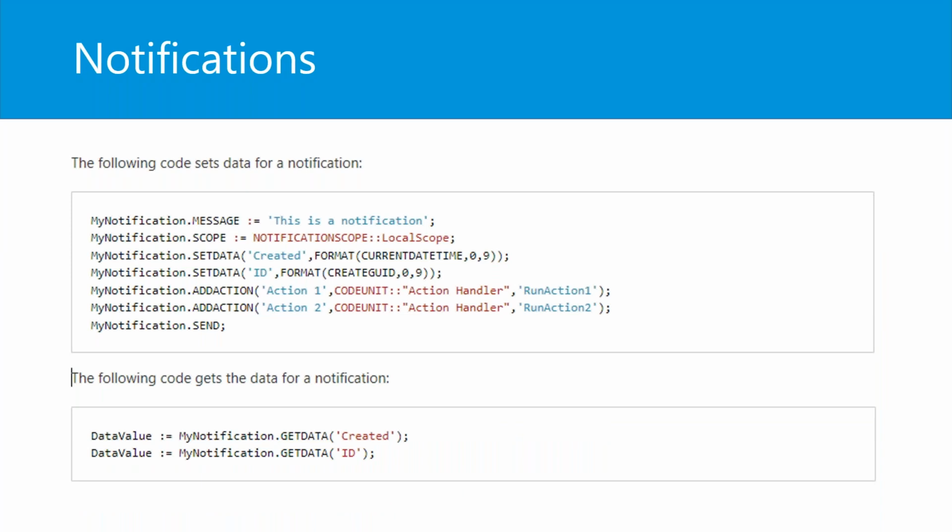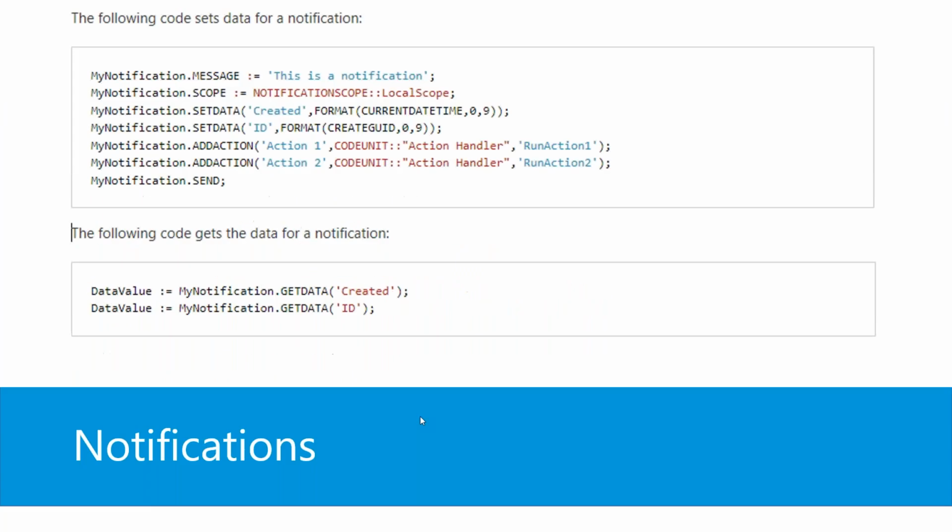So here we have an example. I have my message. This is the scope. Set data created is a string I provide with the current date time. The ID, a GUID, which I create, some actions, and I send it. And then this code will get the information. For example, get data what is created, get data what is the ID. So we can retrieve that here, as you can see in this example.